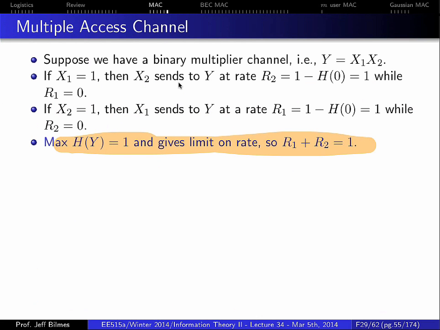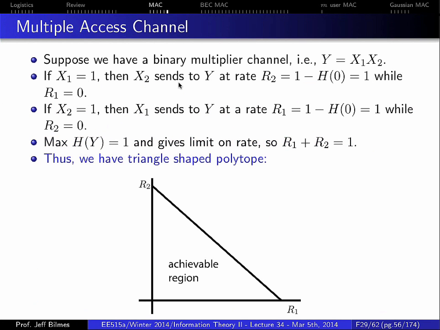So we have that bit of information, and we can write this. We have this point here. This is the first point, this is the second point, and then the sum constraint allows this. And so the polytope is triangle shaped, and that's exactly it. So again, the convex closure doesn't really change anything.